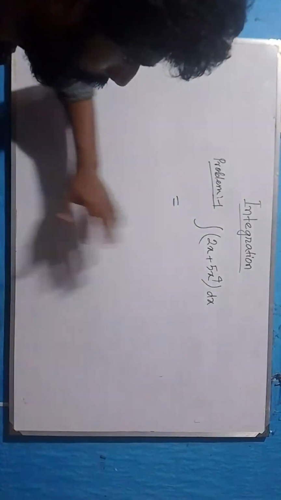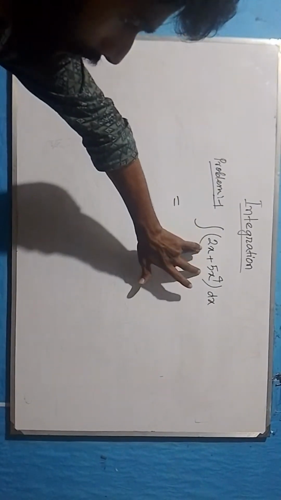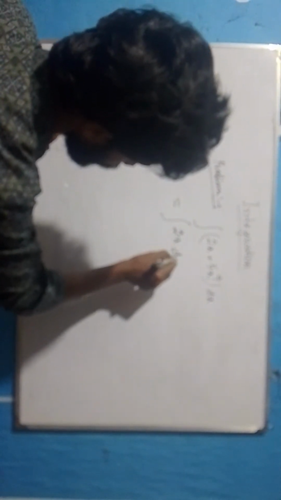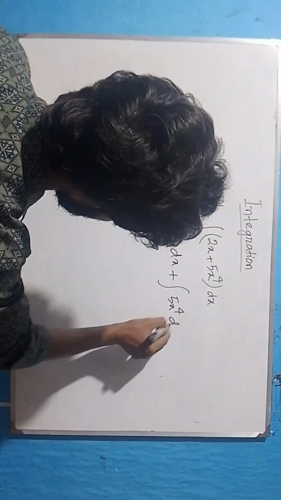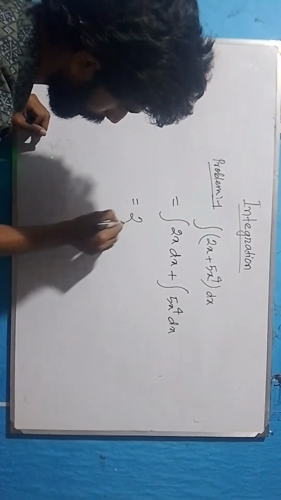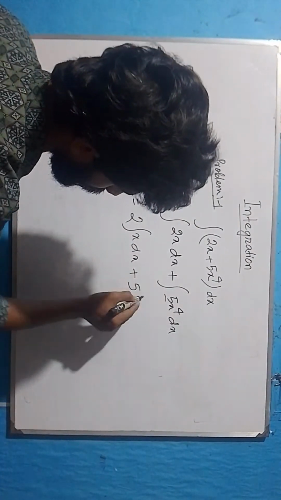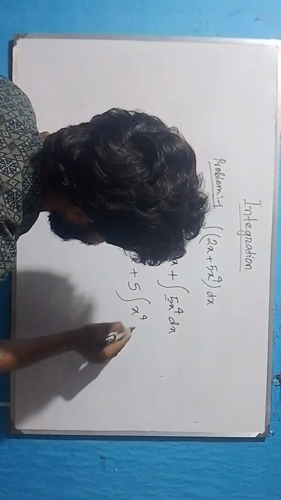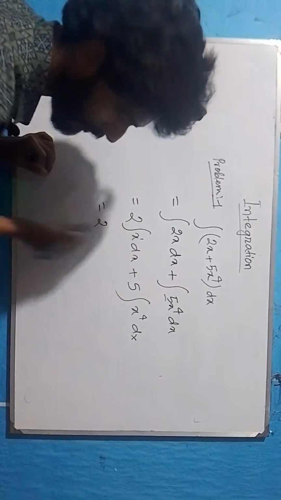So first we will take the two functions separately: integration of 2x dx plus integration of 5x to the power 4 dx. Now this 2 is a constant, so 2 comes in front of the integration, so 2 times the integration of x dx, plus this 5 is a constant, so 5 comes outside of the integration. Here x is x to the power 1.